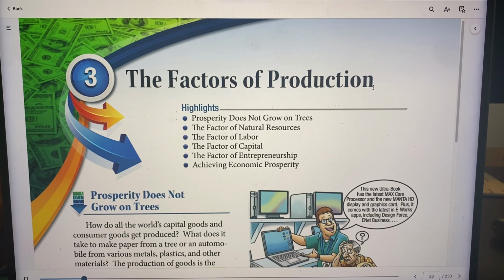So we're starting chapter 3 in your economy book, the factors of production. And so we're going to go through these factors, starting with prosperity does not grow on trees, onto the factor of natural resource, the factor of labor, the factor of capital, the factor of entrepreneurship, and achieving economic prosperity. So let's begin. We're just going to go through half of these things in this video.